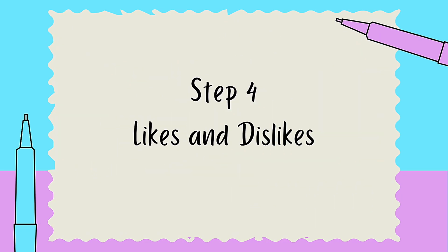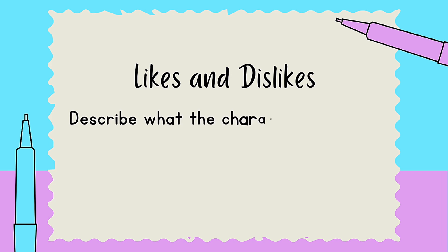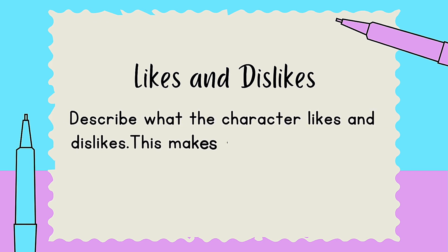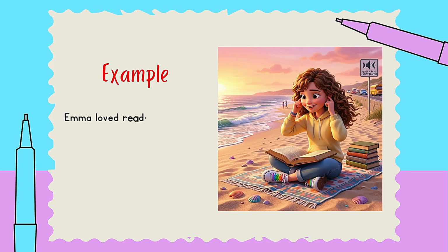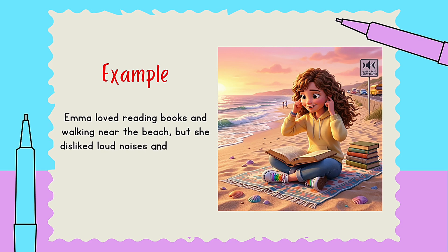Step 4. Likes and dislikes. Next, describe what the character likes and dislikes. This makes the character feel more realistic. Example: Emma loved reading books and walking near the beach, but she disliked loud noises and crowded places.